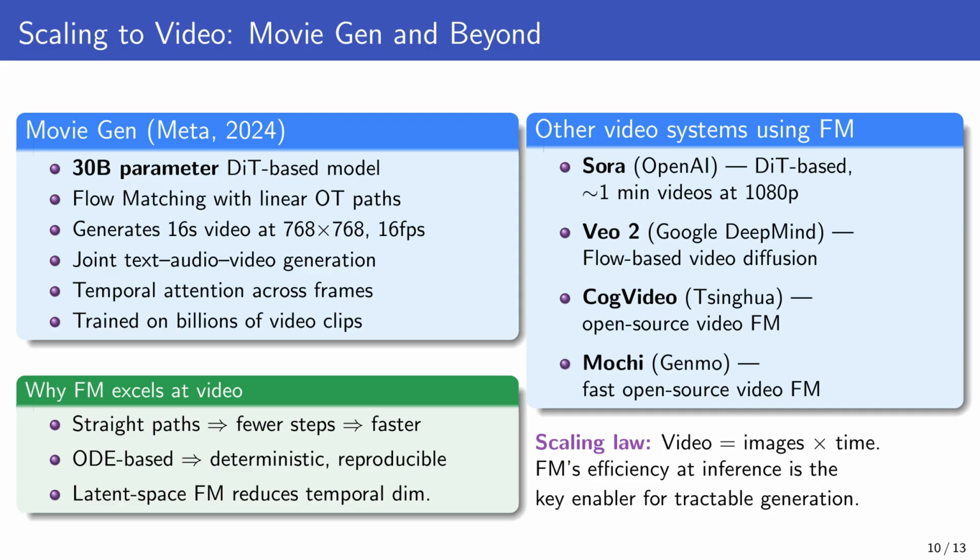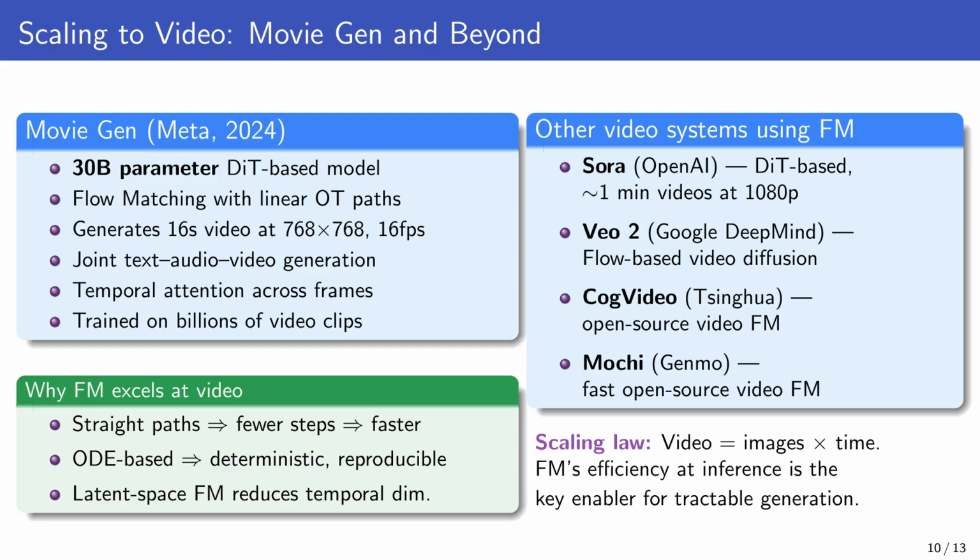Other major video generation systems that use flow matching or closely related approaches include Sora from OpenAI, which generates roughly 1-minute videos at 1080p, Veo 2 from Google DeepMind, CogVideo from Tsinghua, and Mochi from Genmo. Why does flow matching excel at video? Three reasons. First, straight OT paths mean fewer sampling steps, which is critical when each step involves processing hundreds of frames. Second, the ODE-based sampling is deterministic and reproducible, which matters for production workflows. Third, working in a latent space dramatically compresses the temporal dimension.